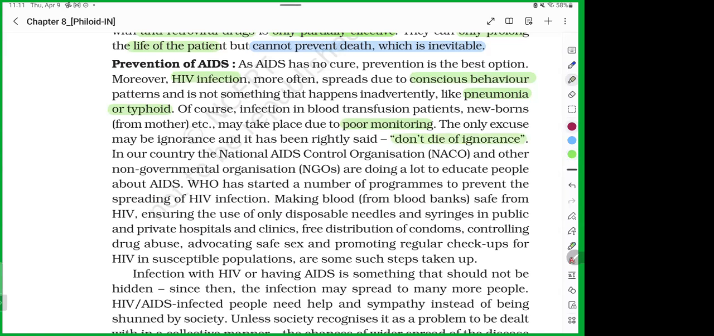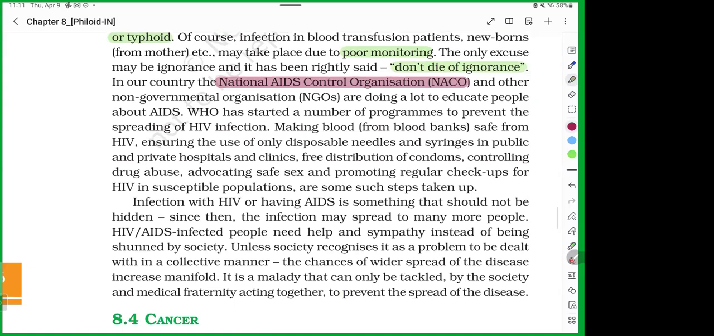In our country, we have an organization, the National AIDS Control Organization, NACO, and other NGOs educating people about HIV. WHO has started multiple programs to prevent HIV infection. For example, they are making blood safe from HIV and ensuring only proper needles and proper syringes are used, in both public and private hospitals. Correct? Free distribution of condoms to prevent spread through sexual contact, controlling drug abuse to prevent needle and IV abuse, promoting safe sex, and regular checkups of the HIV susceptible population. Right?